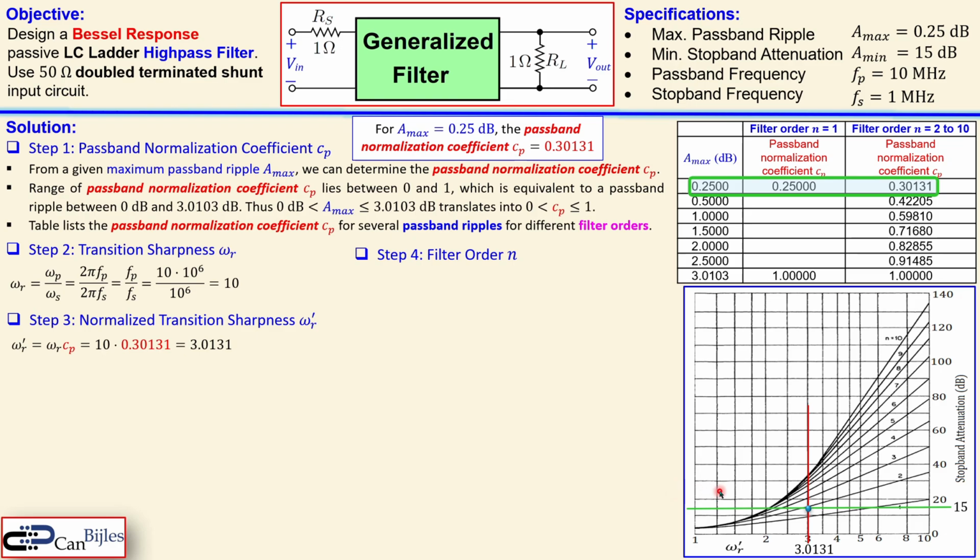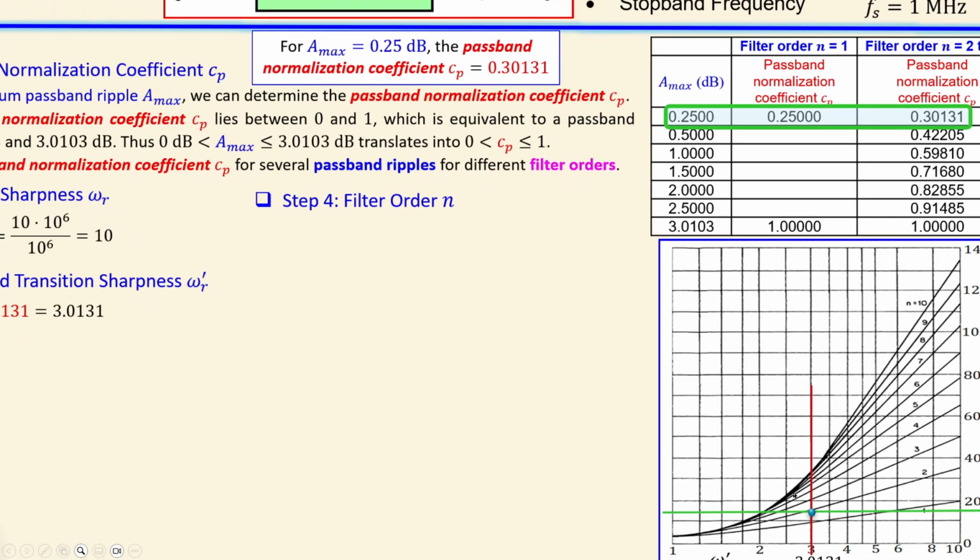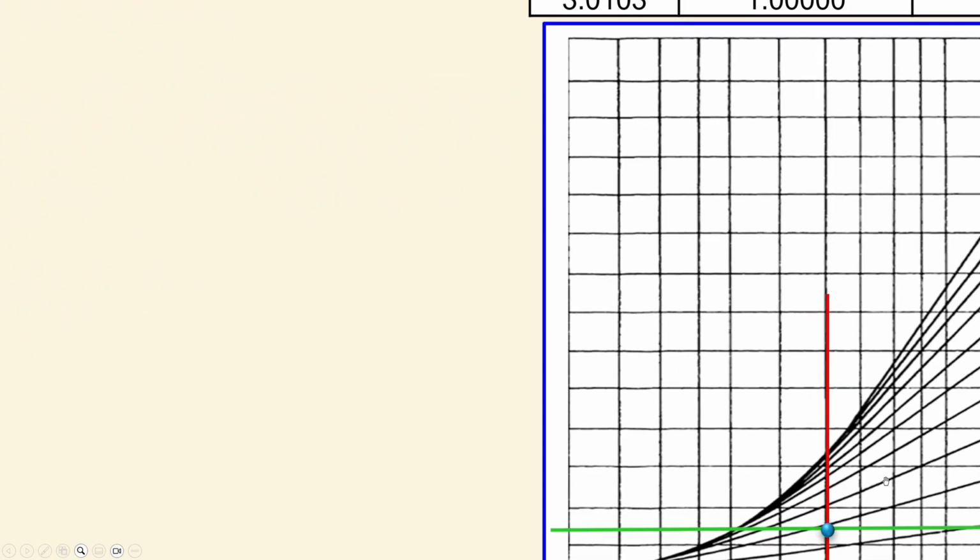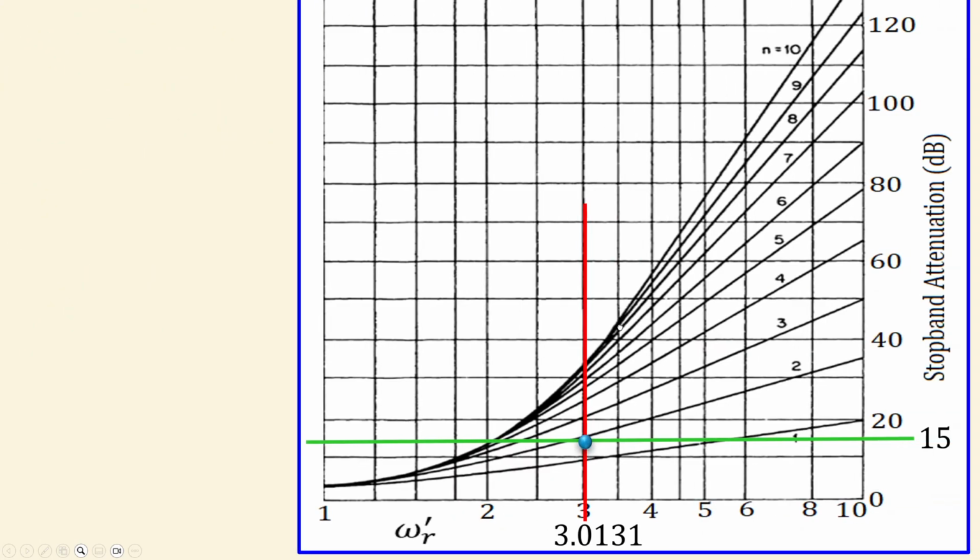Let's zoom in and see why this is the way it is. So let's zoom in, and I bring this closer. Again, this is the normalized transition sharpness, and this is the stopband attenuation. You see here the green and the red line intersection. That is below the second order. This is the second order line. This is the third order, so it goes up in order. And this is the first order.